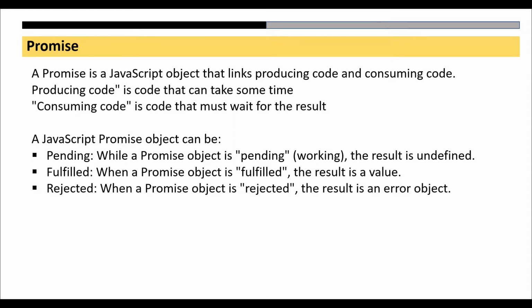So there are 3 states in promises, and we have majorly 2 things, that is producing code and consuming code. That is, one is going to execute and one is going to wait for the result. Now let's see how we can create this promise.